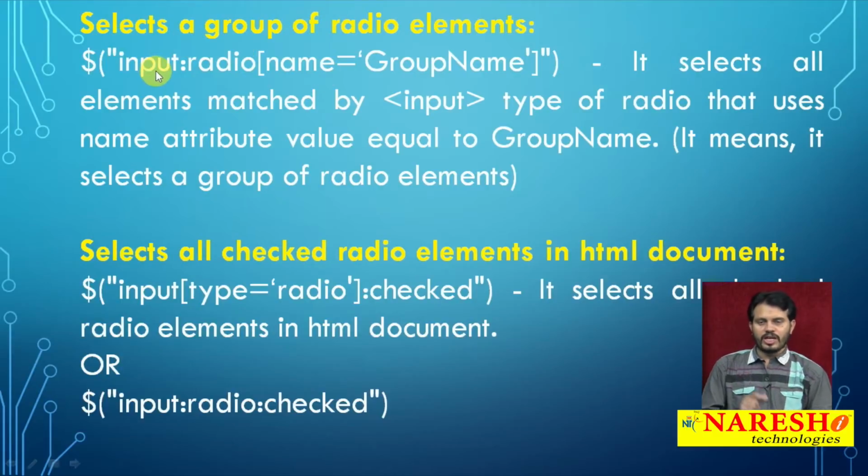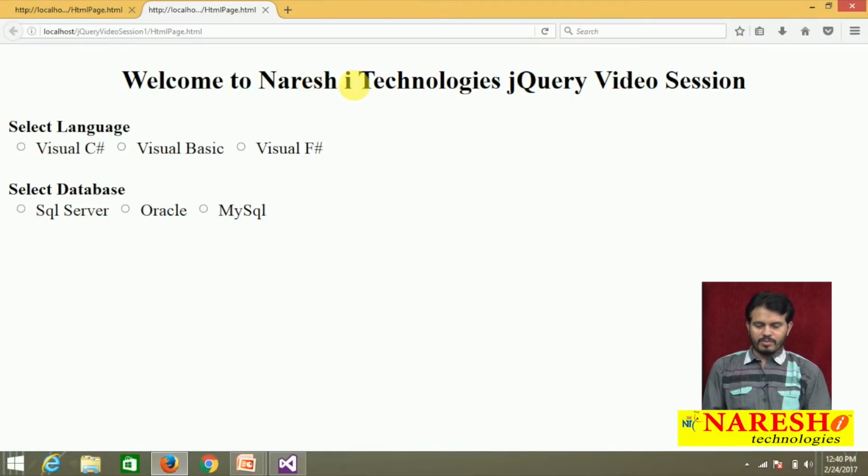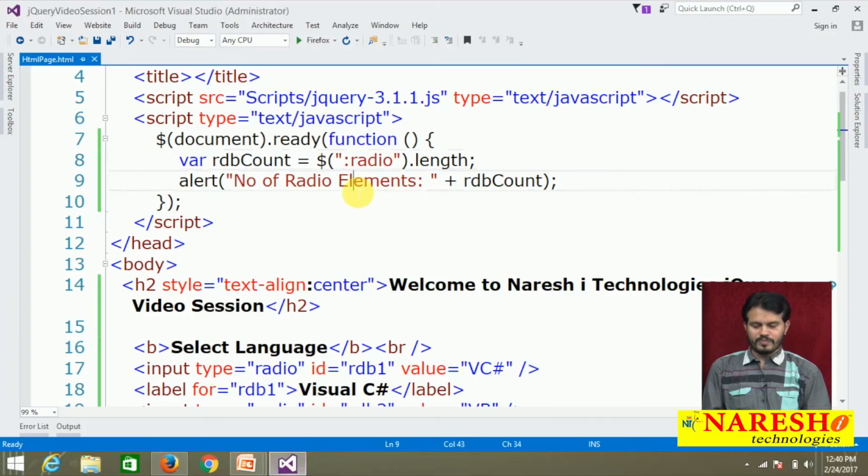So you are saying that the selected input element must be of type radio, and must use the name attribute with the specified group name. It means it selects all elements matched by input type radio that use a name attribute value equal to the specified group name. So we can say it selects a group of radio elements. So how to work with this? We'll come again to the Visual Studio development environment.